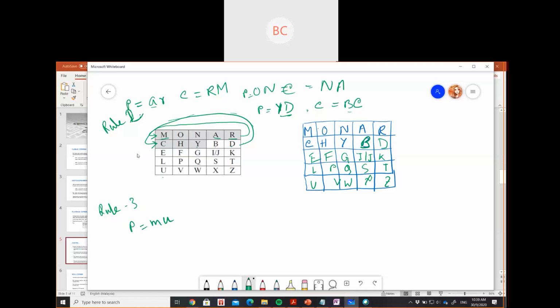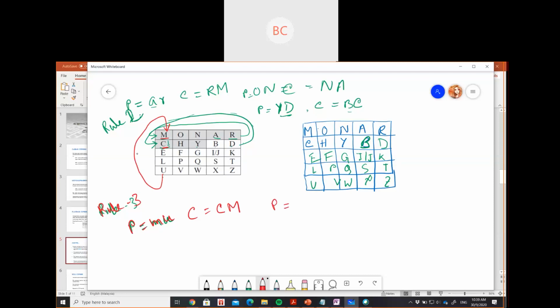For M, the letter beneath is C. Now we are going to take MU in a column. So your M will be replaced with C, and for U, there is nothing beneath U, so it will go back to M again. So U will be replaced with M.